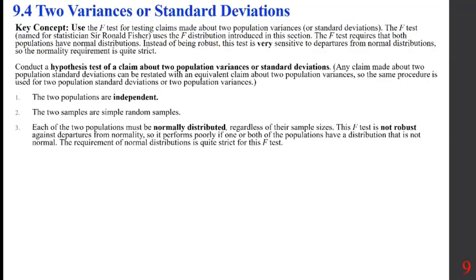1, the two populations are independent. 2, the two samples are simple random samples. 3, each of the populations must be normally distributed regardless of their sample sizes. This F-test is not robust against departures from normality, so it performs poorly if one or both of the populations have a distribution that is not normal. The requirement of normal distributions is quite strict for this F-test. You are dealing with the same concept as before: SRS, independent, normally distributed. In short, simple random sample, they must be independent, they must be normally distributed.